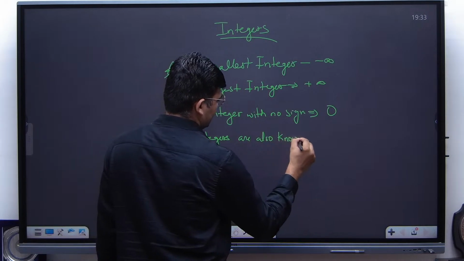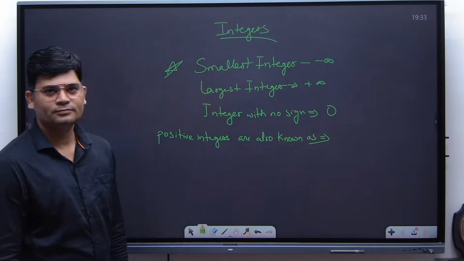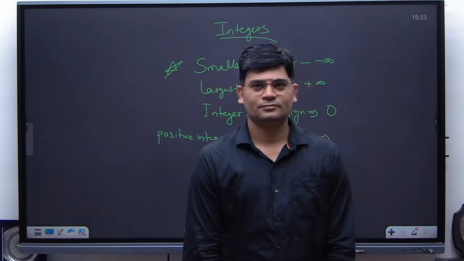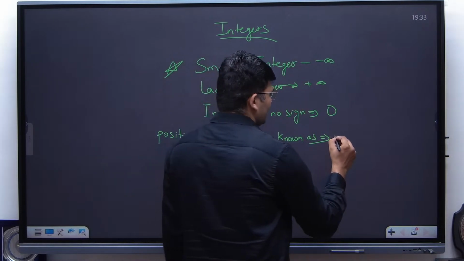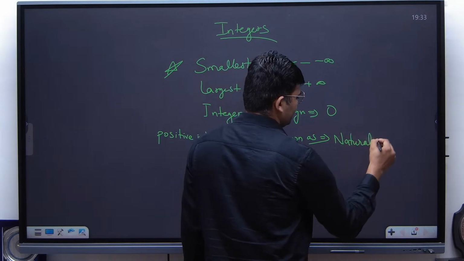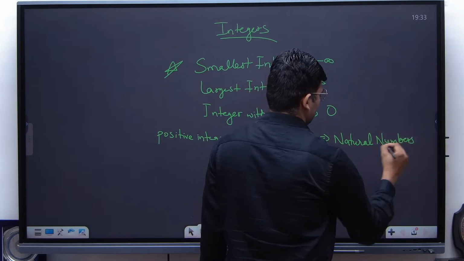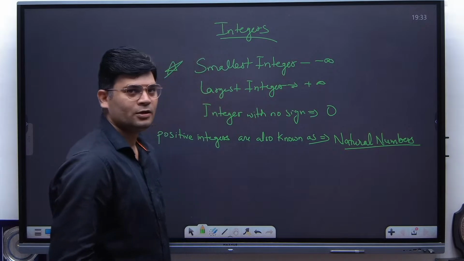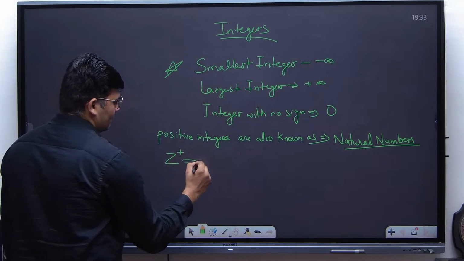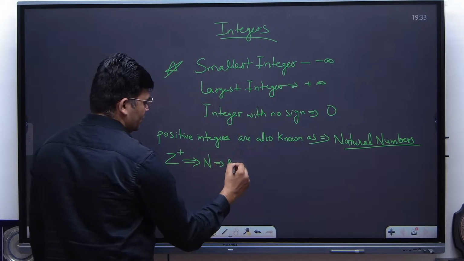Can you tell me what it is known as? They are also known as natural numbers. All right. So integers can be represented as Z plus. Z plus means I am writing N. N stands for natural numbers.